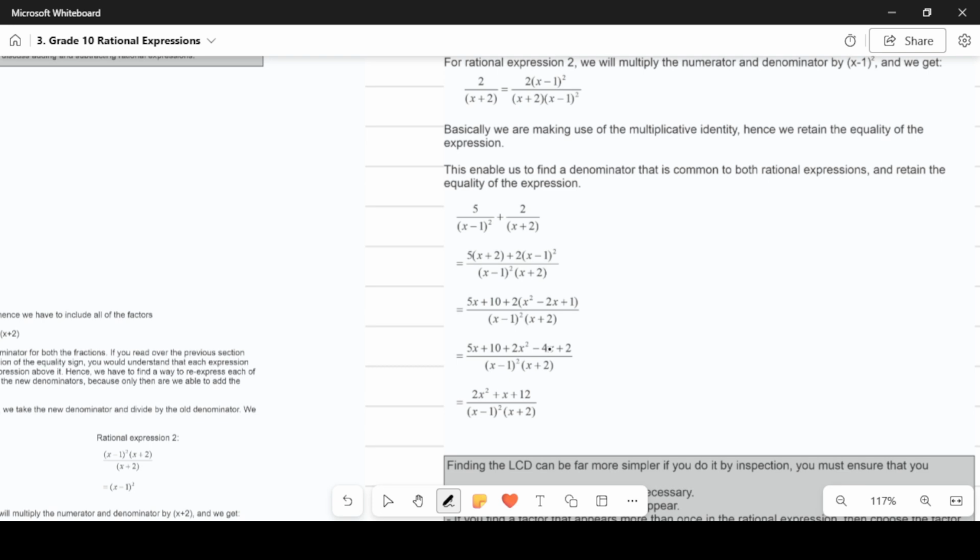So it'll be 2x squared plus, 5x minus 4x is x, and 10 plus 2 will be 12. And that's how you'll simplify that question, adding them together.